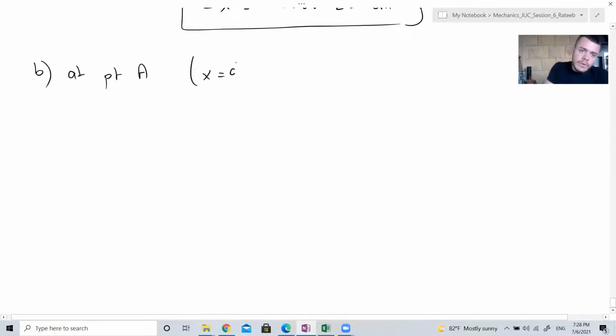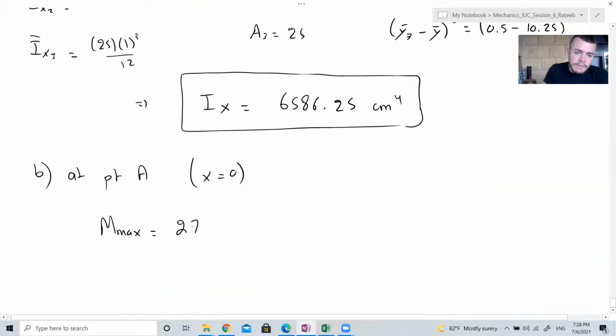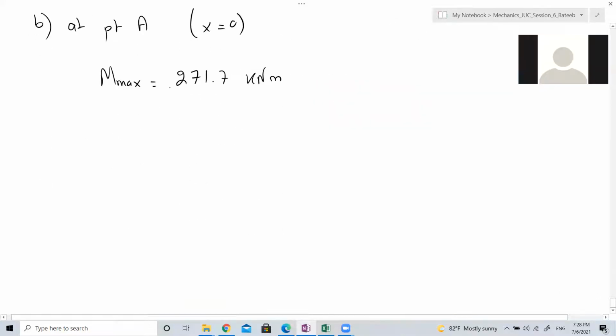يعني x equals 0, the maximum moment is equal to 271.7 kilonewton meter. It's minus. يعني compression is at the top ولا at the bottom? At the bottom. صح. Compression, tension.